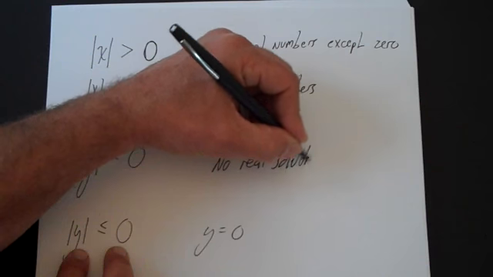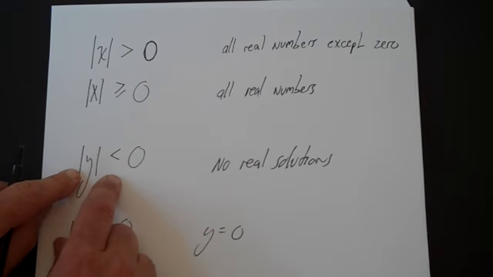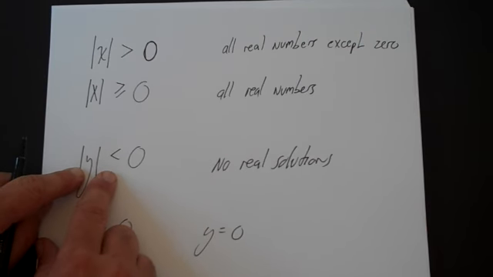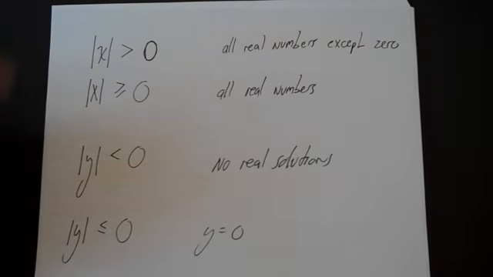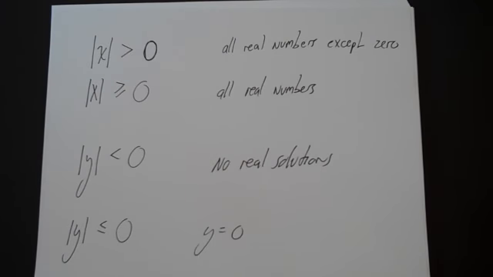Let's think that through for a second. Absolute value of a number is less than 0. Absolute value of a number is always positive. A positive number is never less than 0, so there's no solution. Absolute value of y is less than or equal to 0. That can't work unless y is 0. The absolute value of 0 is 0, and 0 is in fact less than or equal to 0. So those are two more little trick problems to worry about as well. So that's how you solve absolute value inequalities, with what might be called trick problems, or at least tricky problems.